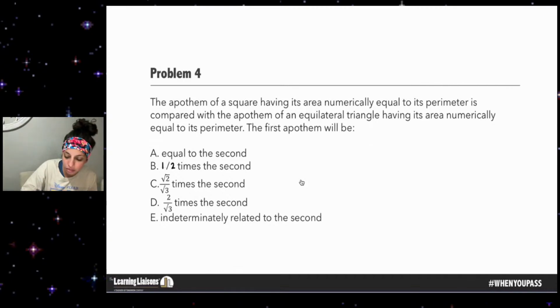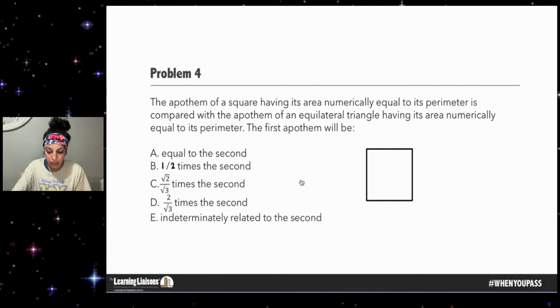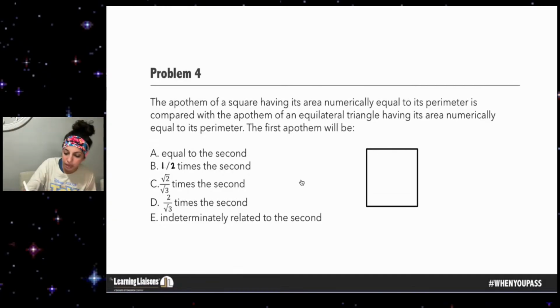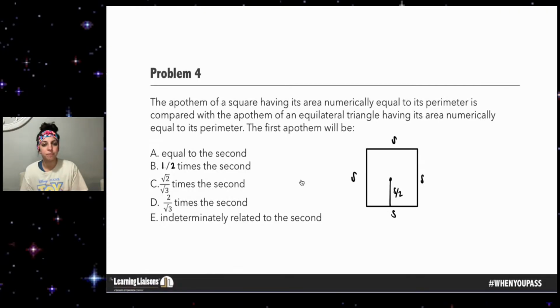So the apothem of a square. I'm going to draw a square first. There's my square. The apothem is from the midpoint to a side of the square at a perpendicular angle. Now, the apothem of a square is super easy to find. I know that this side is S and this side is S, which means that the apothem is just S divided by 2, right? The apothem is S divided by 2.